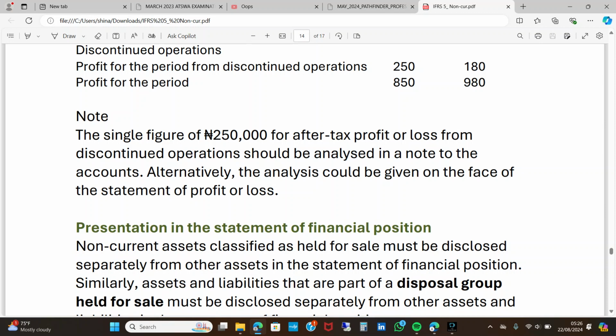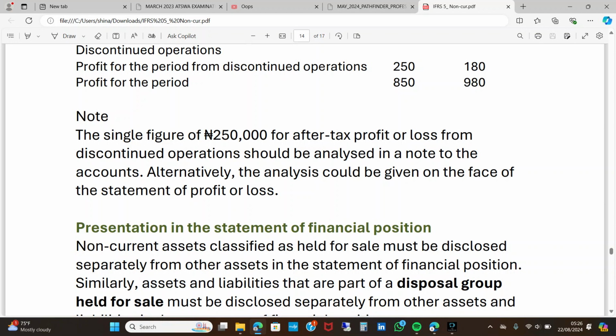The profit we have gotten from it before we shut it down, or the loss we had from it. Please, now you have two options. You can either show, when we're doing continuing operations, we analyze everything one by one. For discontinued operation, you can also analyze one by one, come up with your revenue, your cost of sale, your gross profit, your other expenses, your income tax, show everything. Or you can do it like the way they did it here.